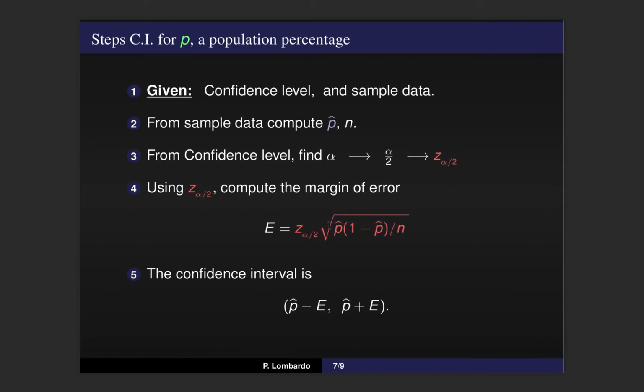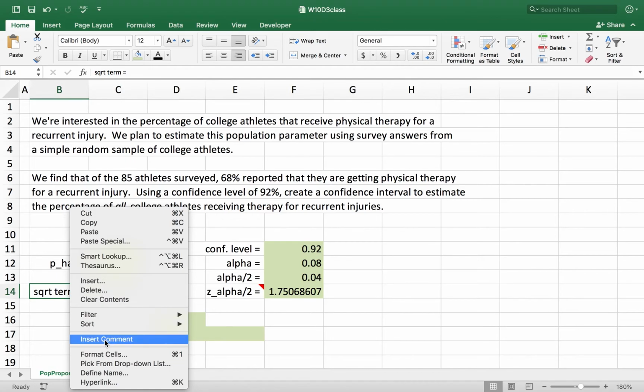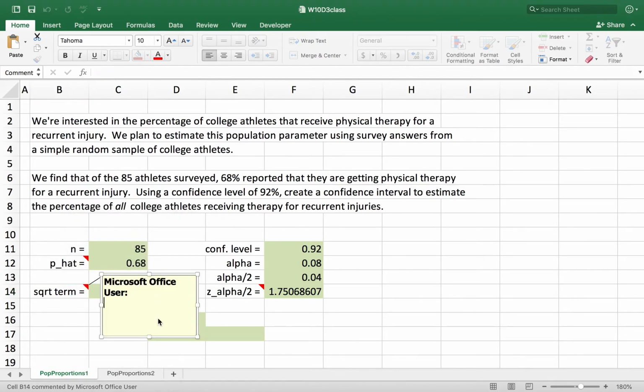Okay. Now, in our next step, we want to compute this square root term because we're going to take our z-score times our square root term in order to get our margin of error. So let's leave ourselves a note for what this square root term actually looks like. So this is going to be equal to the square root of p hat times 1 minus p hat divided by n, and then we're going to close our square root. All right. Now keep in mind our p hat is in a cell, so we can just cell reference this as we're putting the formula together.